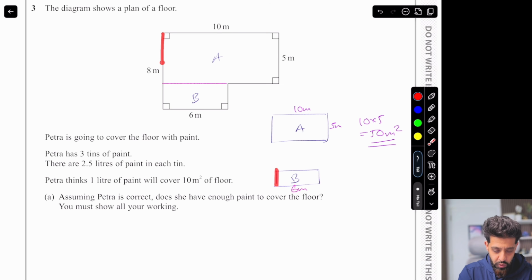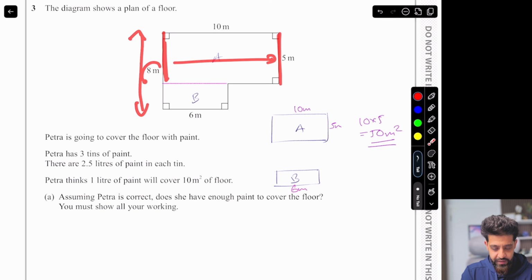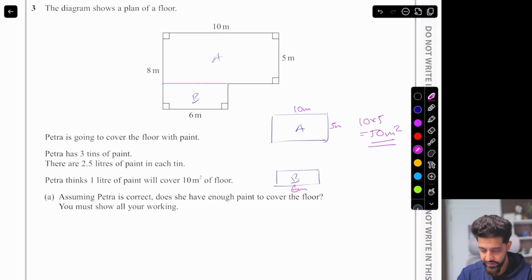But if I know that all of this is 8, and I know that this is 5, then the gap from there to there would be 3 meters. All right, so once again, from here to here is the same as that, 5. But all of that is 8. So therefore, this must be 3. Okay, so you got your 5 here and your 3 there. All right, so that's 3 meters. So that would be 3 times by 6, which is 18 meters squared.